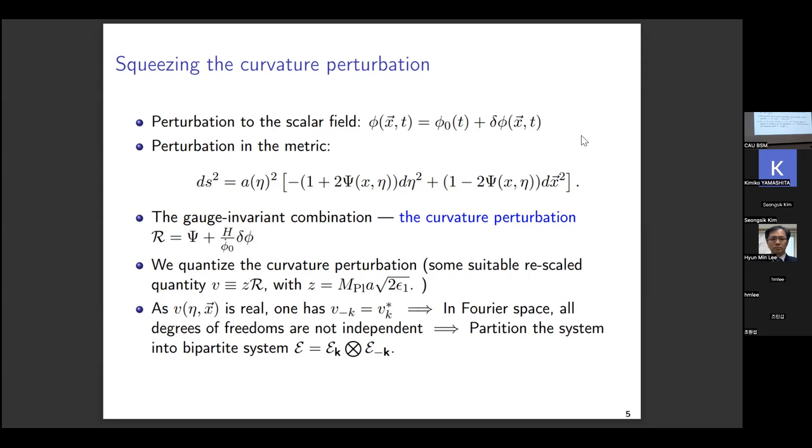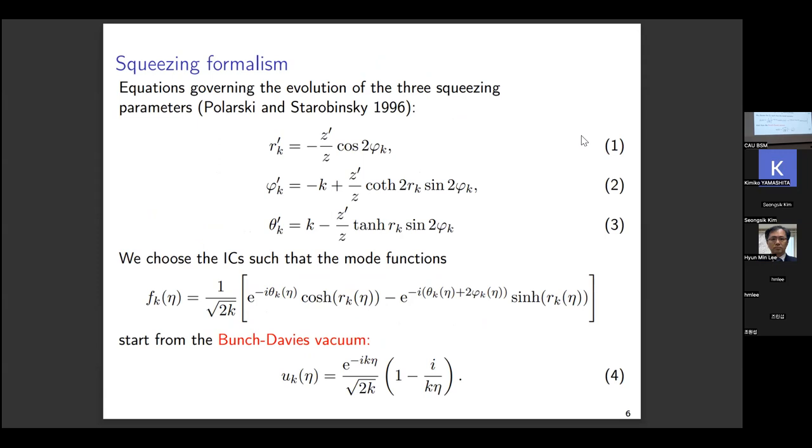Now, because this is real, naturally the Fourier modes are not independent. So this naturally divides the system into a bipartite system. Each k and minus k are entangled. So this is the system in which we will study our complexity, okay? We can derive the equation of motion for this. We can solve them analytically in some cases, and in all other cases, if there is no analytic solution, we can solve them numerically, having our analytic approximate solution as guidelines.